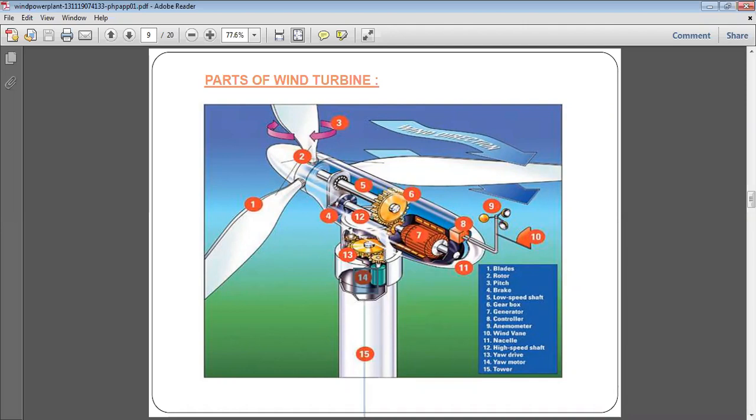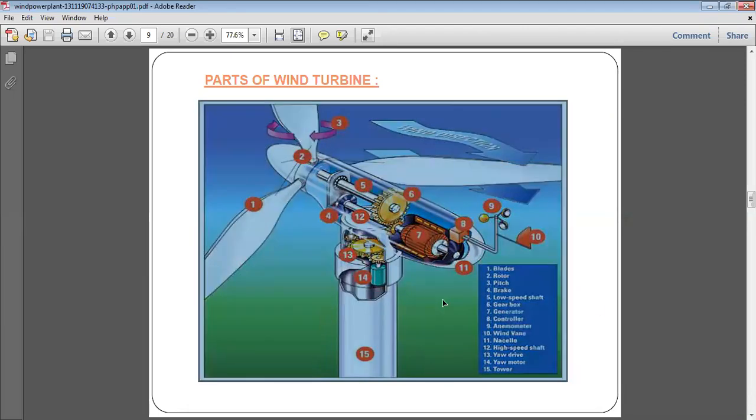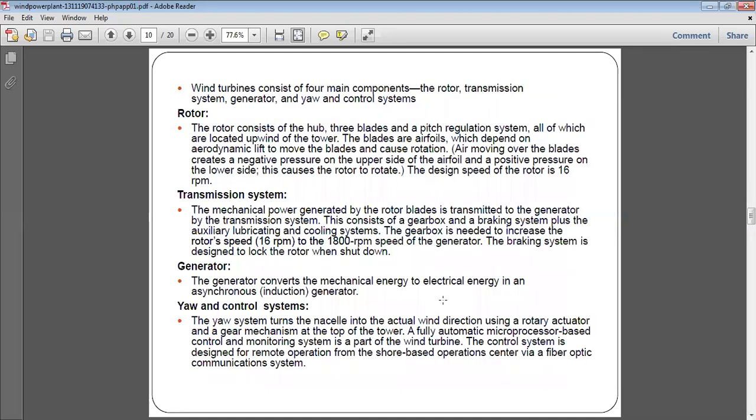And 15 is the tower, which is grounded to the ground in this case. This is basically your tower. So these are basically the major parts of the wind turbine. Now these are the parts that will be discussed one by one.